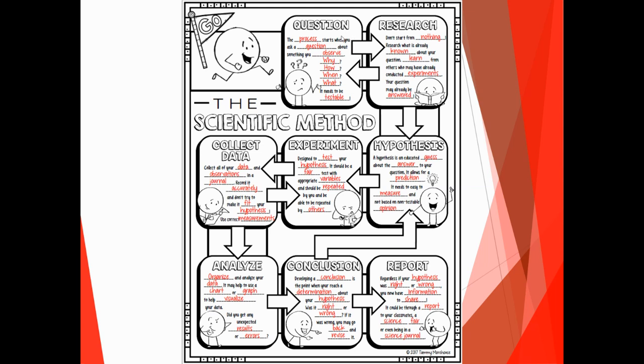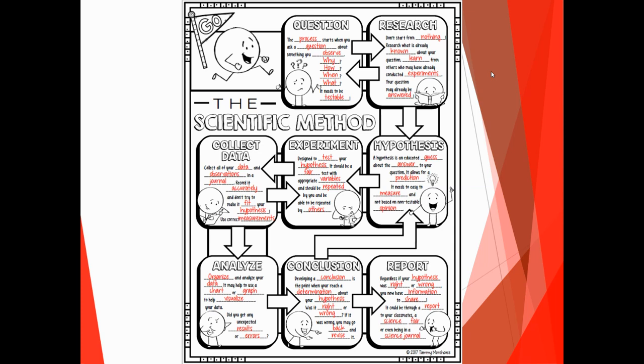So the process starts when you ask a question about something you observe. Questions can be why, how, when, what, and it needs to be something that's testable. If you have something that is not testable, you can't go any further. So then the research steps say don't start from nothing. Research what is already known about your question, learn from others who may have already conducted experiments, and your question may already be answered. So there may not be any actual experiments or data collection that you need to do.